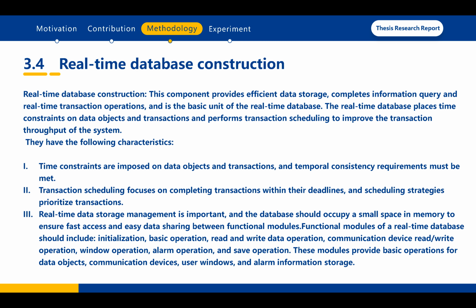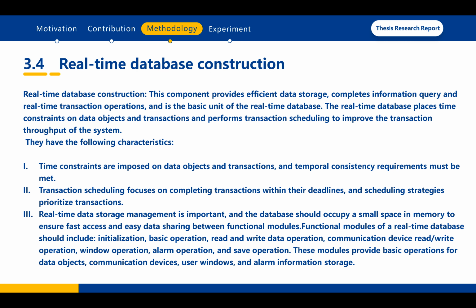By the way, real-time database systems are used for efficient data storage, information query, and real-time transactions. They have the following characteristics. The first is that time constraints are imposed on data objects and transactions, and temporal consistency requirements must be met. Transaction scheduling focuses on completing transactions within their deadlines, and scheduling processes transactions.